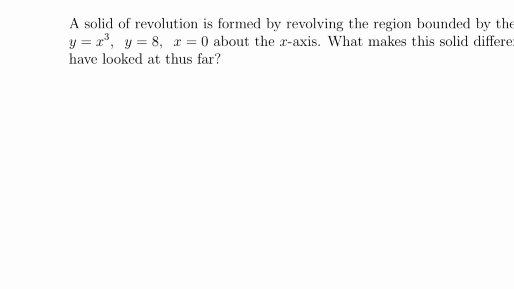That's the solid of revolution, because we're taking a region in the XY plane and rotating it around an axis of rotation. Okay, so we're taking the region bounded by y equals x cubed, y equals 8, x equals 0, and we're sending it about the x-axis. And the question says, what makes this solid different than what we've done before? Well, we started it last time, so it's not that different, but it's going to have a hole in it. These have holes in them. They are not solid all the way through. They're going to have a gap.